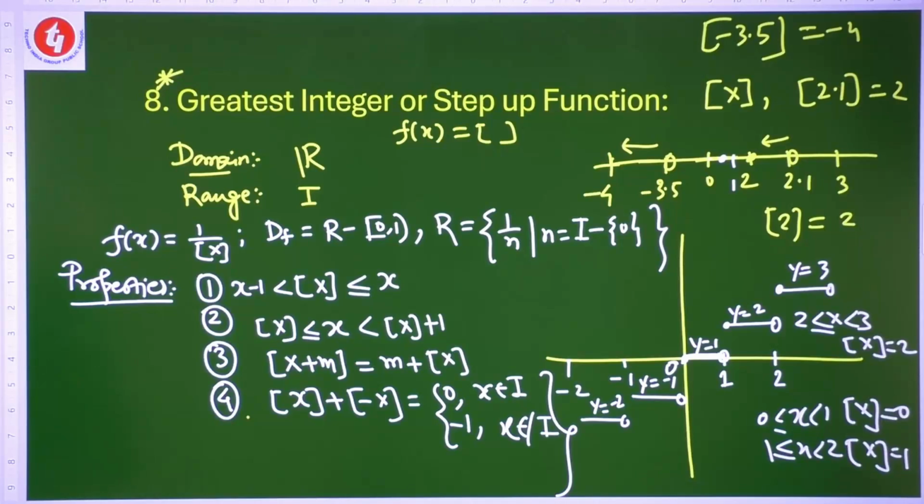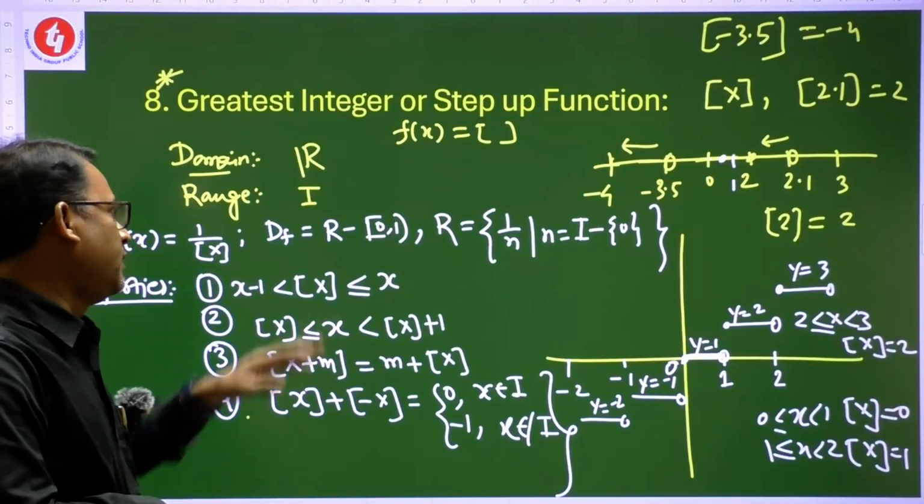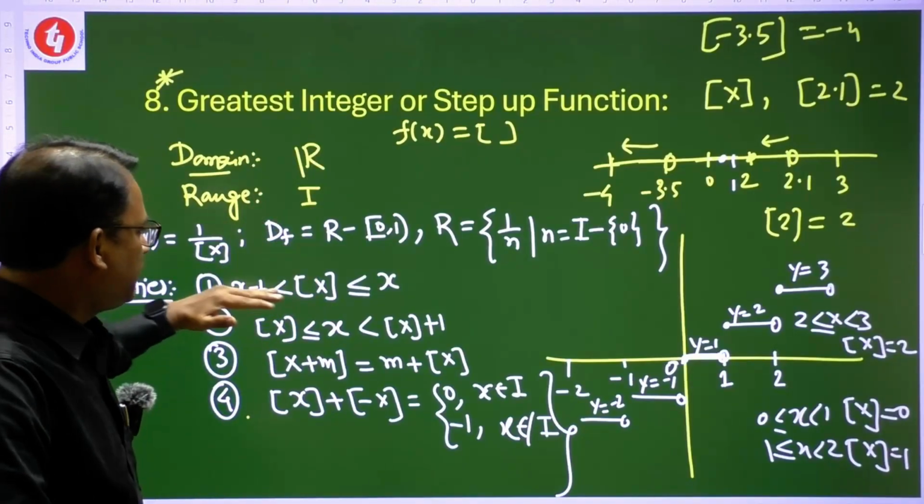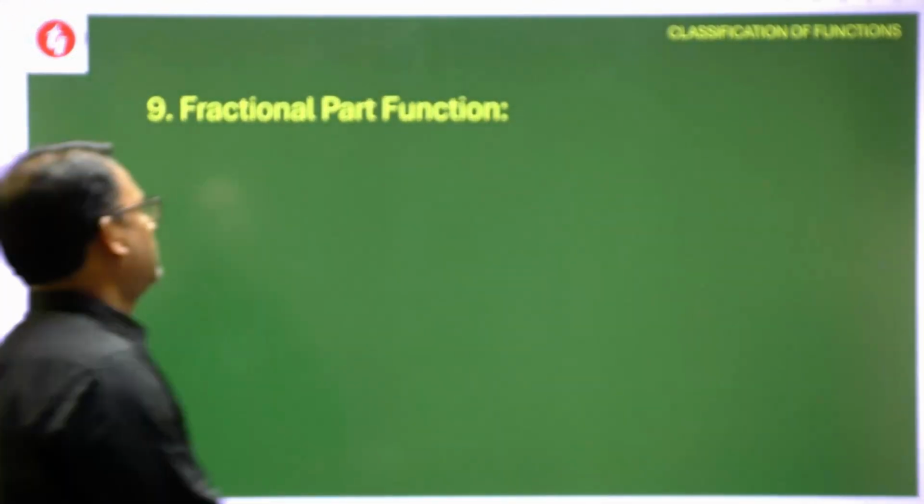These 4 properties are enough. There are so many properties, but those are not required so much to solve the questions. If you know the basic definitions and these basic 4 properties, then we can solve most questions. You have to practice the graph also.